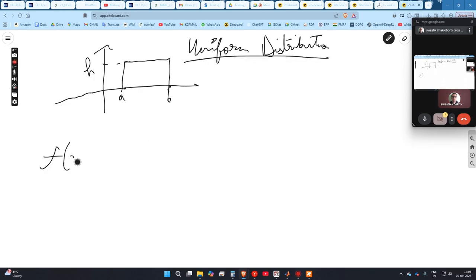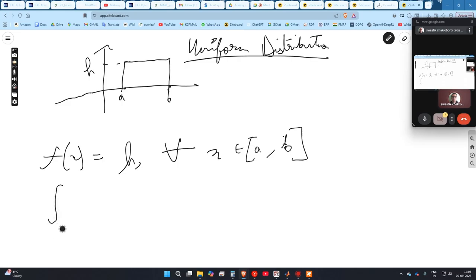So f(x) will be 1 by f(x) will be equal to h for all x within a to b. This is the uniform distribution. But now what is the value of h? That is obtained from the condition of PDF that within that domain a to b, the integration will be equal to 1.